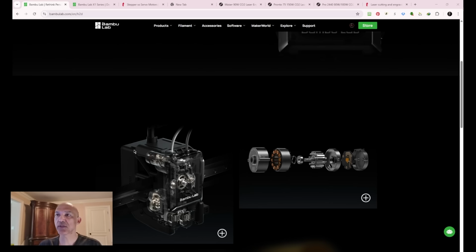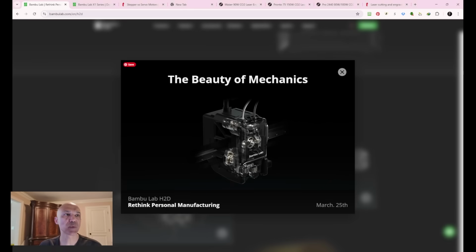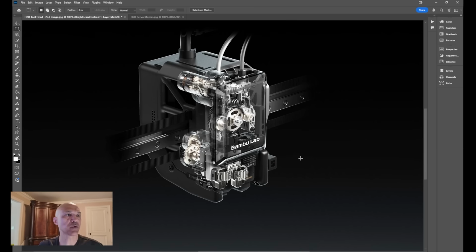We're gonna take a look at, again, this is the Bambu website, and this is the first picture, the one here on the left. We're gonna blow that up. So we have our title, The Beauty of Mechanics, Bambu Lab H2D, Rethinking Personal Manufacturing, which we're gonna come back to, and then the release date. So let's dig into this picture. We're gonna go over here to Photoshop, and again, I've increased the brightness on this picture so that we can take a look at many of the important things.